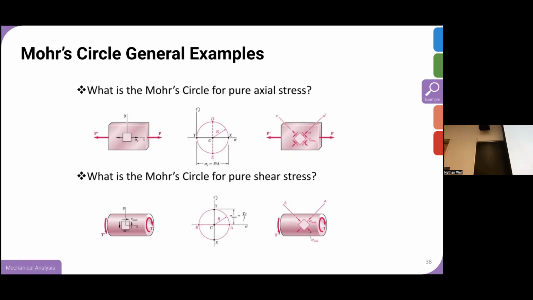So pure axial stress. This is what we did, the very first thing we did with stress transformations, at the beginning of last class. It was just a beam in pure tension. So the Mohr's circle for this starts at 0, because P2 and P3 are basically 0. So both of the other normal stresses are 0, and all three circles are going to be stacked on top of each other. Or I guess there's only going to be one circle.